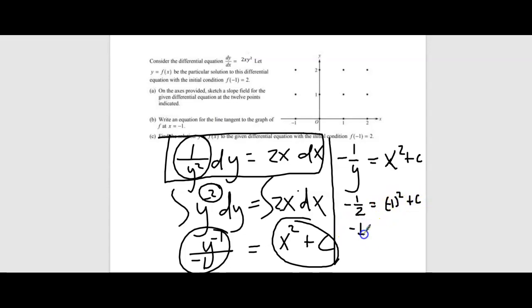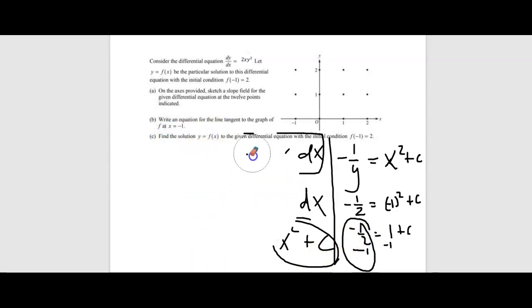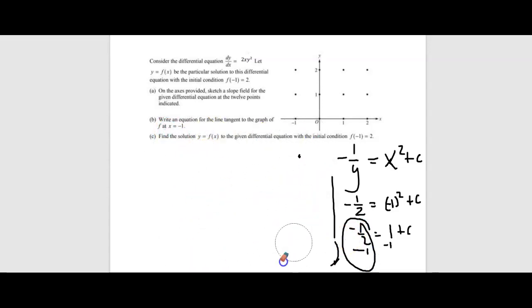And I end up with negative 1/2 equals 1 plus c, and I'm going to subtract 1 on both sides. If you combine these, I'll let you do your basic math there, but you're going to end up with negative 3/2. So my c value comes out to be negative 3/2. And if that's my c value, I'm just going to plug that in now.